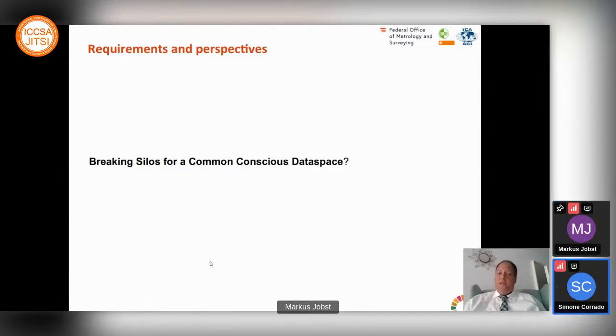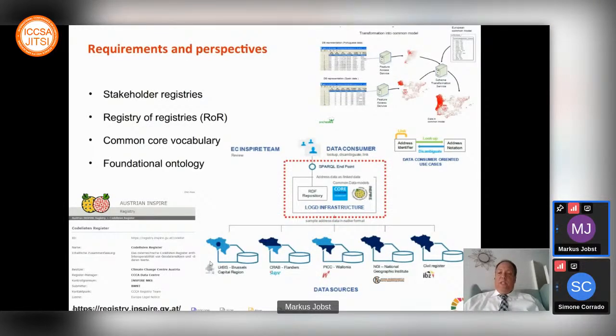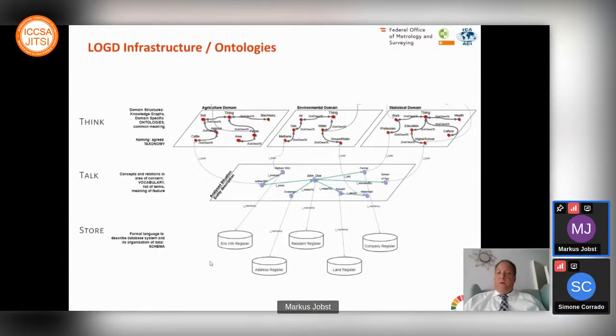What could be the steps that we think out of the box and remove those thematic silos? We have learned from INSPIRE that harmonization is not enough. So we have done harmonization for the last 12 years. And this is not leading us to a working infrastructure. What we need is a common understanding of the content. Which means that we need stakeholder registries. We need a core vocabulary, and maybe also a foundational ontology. And this is what we have tried in our example.